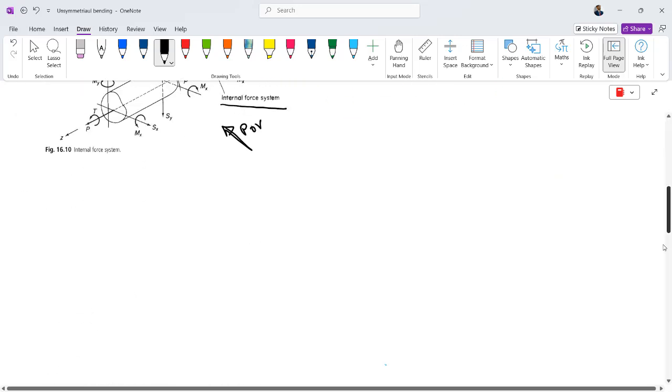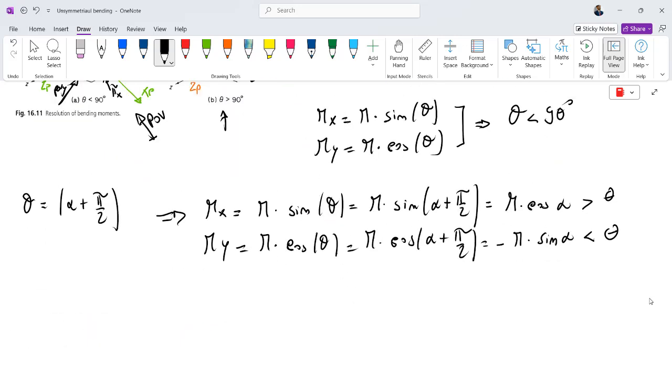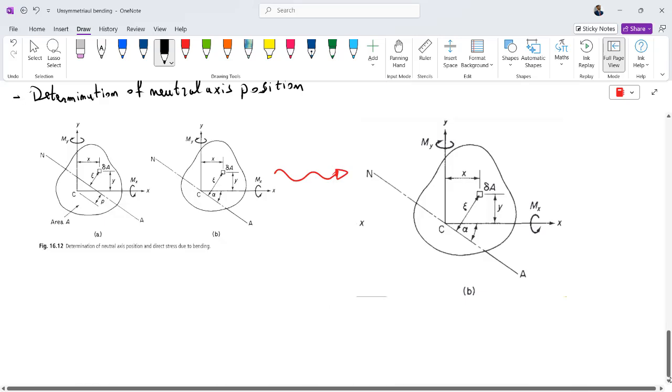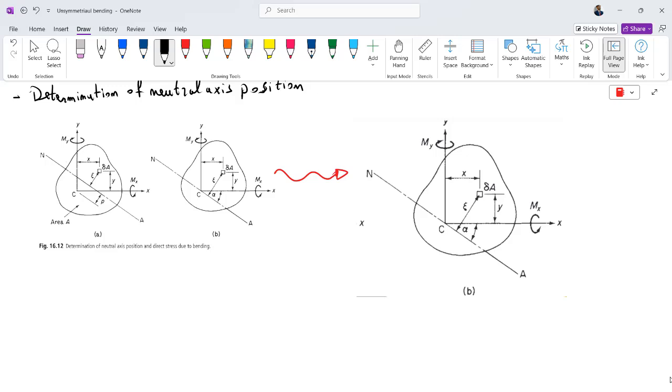That is opposite to the consideration that we made a few moments ago. My is negative and Mx is positive for theta measured at 90 degrees. So we can see an exercise that explains this, but after this video. In the last part of this video, we make some considerations to determine the neutral axis position.